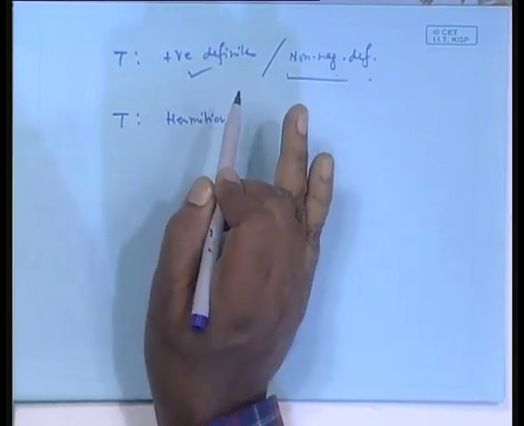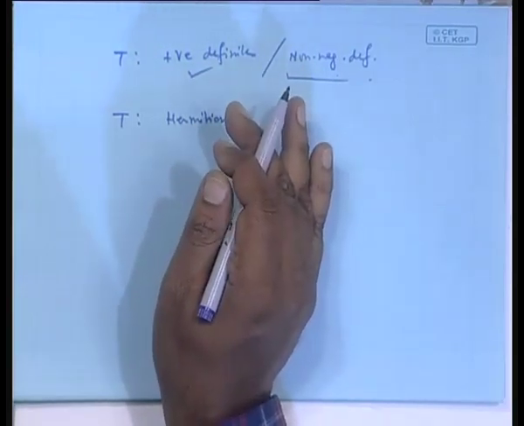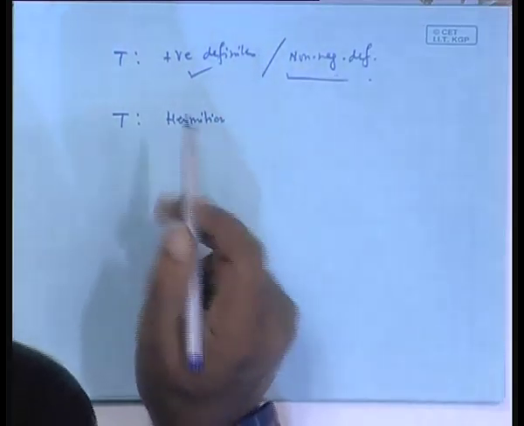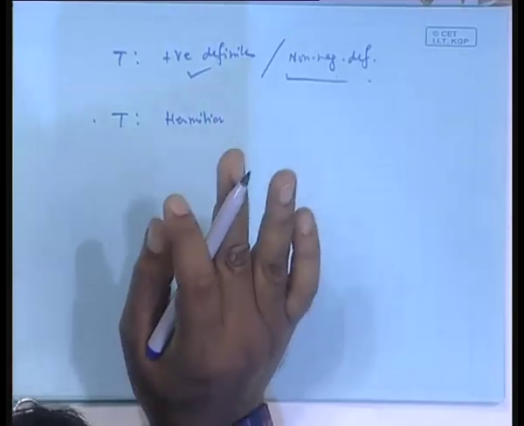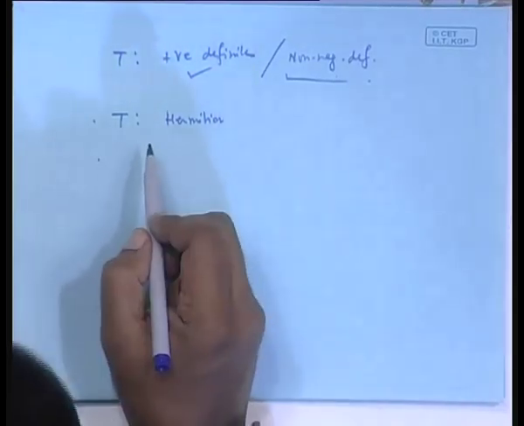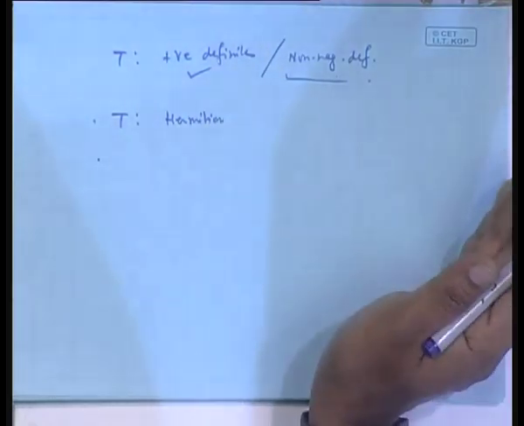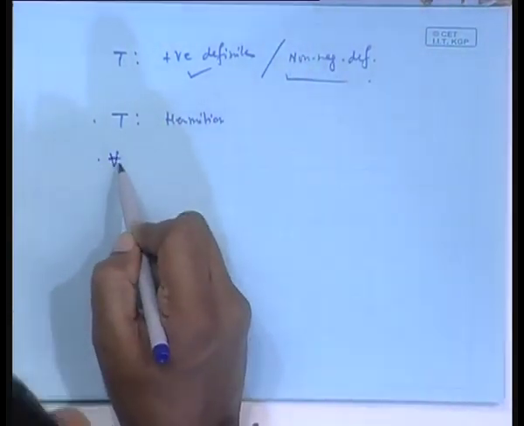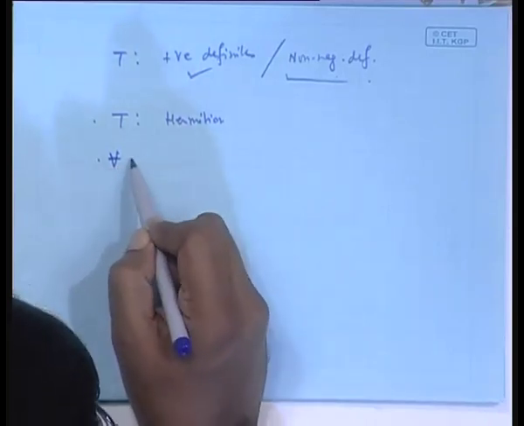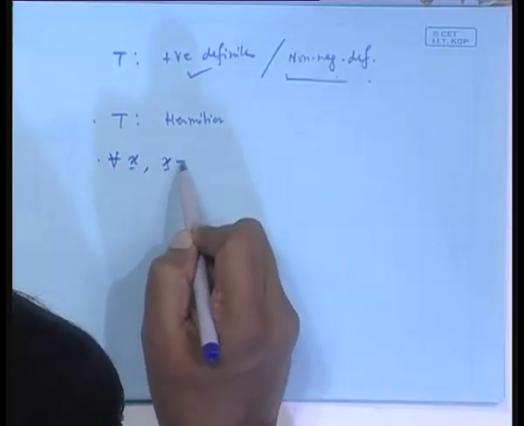If not Hermitian, then we cannot do anything. So T must be Hermitian. Hermitian we have already studied, so there has to be something more. So what is that? It is for all x, where x is a non-zero vector.